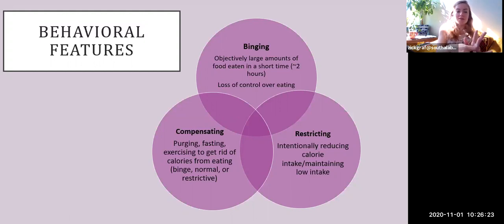Compensating is a constellation of behaviors that people can engage in to compensate for food eaten. So rather than restricting the amount of calories going in, compensatory behaviors are about burning off or expelling calories through purging, which can be accomplished with vomiting or laxative abuse. Compensating for eating the prior day by fasting, which is defined as skipping two or more meals in a row. And exercise with the specific purpose of getting rid of calories.